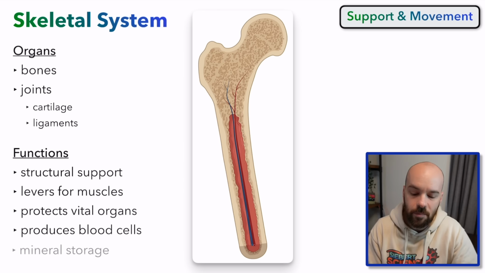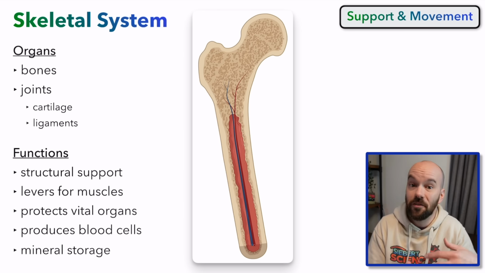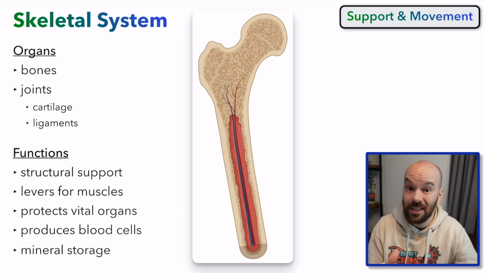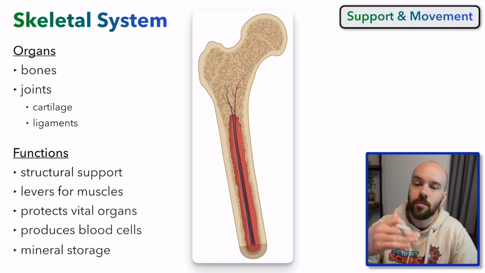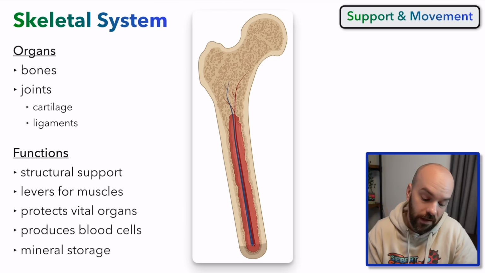Pretty cool. And then finally, mineral storage. And so our bones are made up of calcium and phosphate as kind of the primary minerals. Calcium in particular is really important to regulate how much calcium we have in the blood. And so we'll take some calcium out of the bone or put it back into the bone to make sure the calcium levels in our blood are where they need to be. So we use bone to store minerals as well.